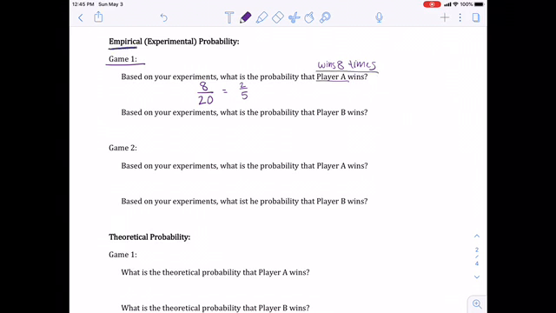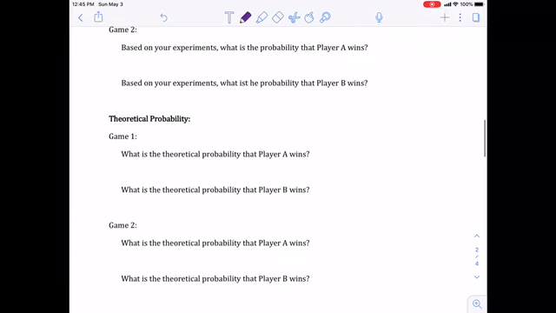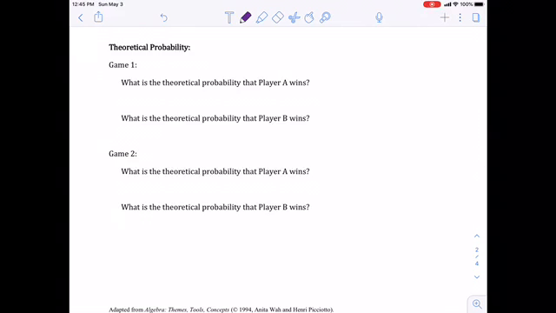So that's your experimental probability, and you're going to have to do the experiment in order to get your experimental probability. But this second thing I asked you about is the theoretical probability, meaning in theory, how many times would you expect something to win? So for example, if I was flipping a coin, in theory, I would expect that about half the times my coin would be heads and about half the times my coin would be tails. So we want to know what the theoretical probability is that each player wins in game 1 and game 2.